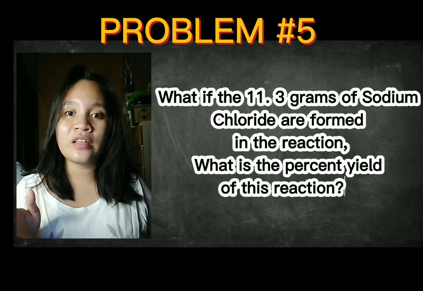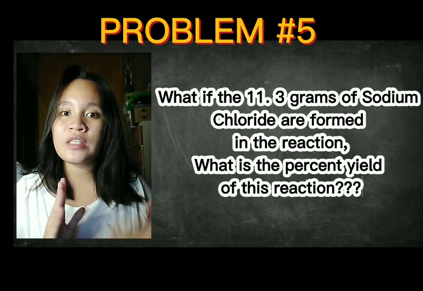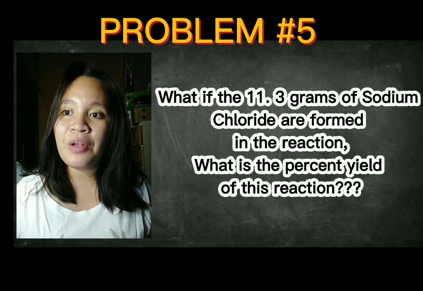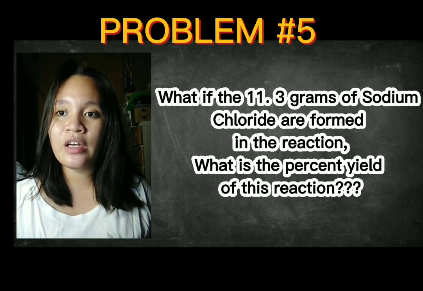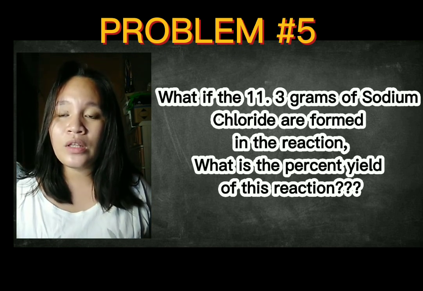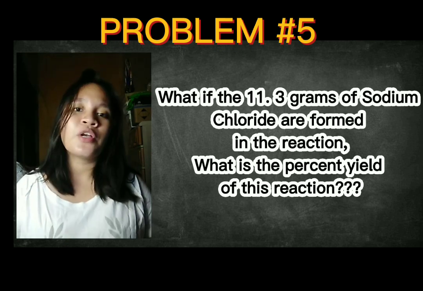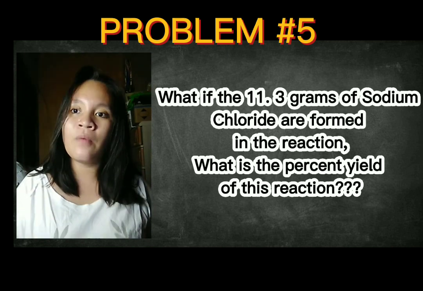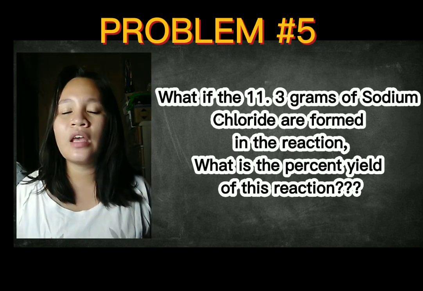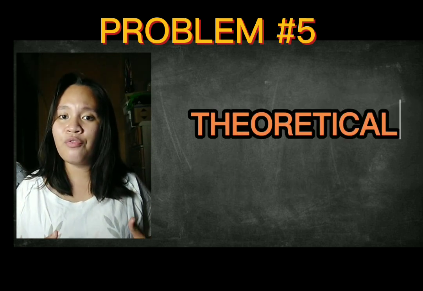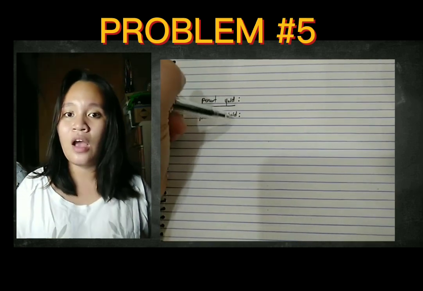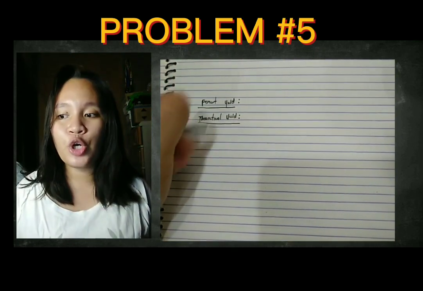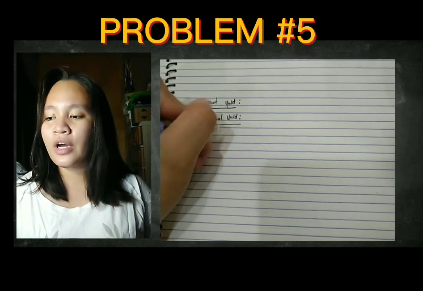So, it is still connected with the first problem from the first discussion, which is the limiting reactant. I'll repeat, if 11.3 grams of sodium chloride are formed in the reaction, what is the percent yield of this reaction? On finding the percent yield, we should first distinguish the theoretical yield. To find the theoretical yield, we have to distinguish first the reactant mass. The reactant mass of the given problem is 15 grams of copper chloride.